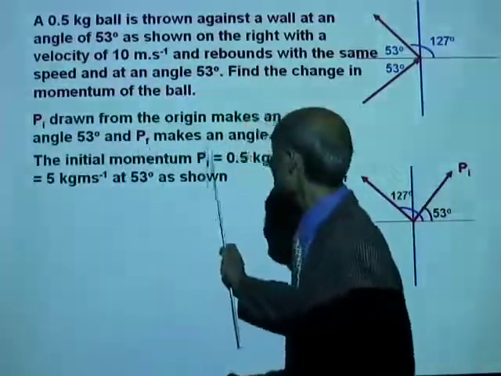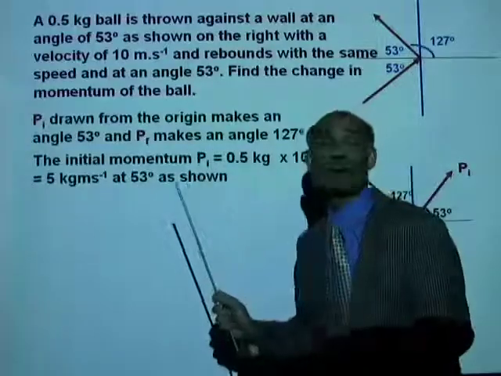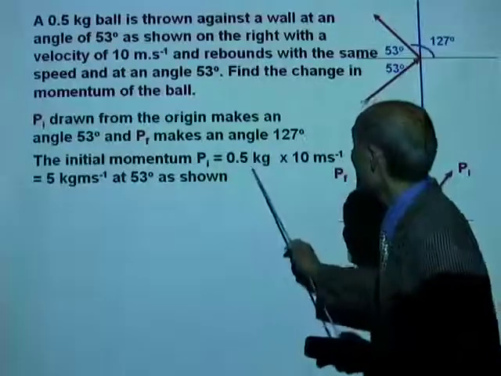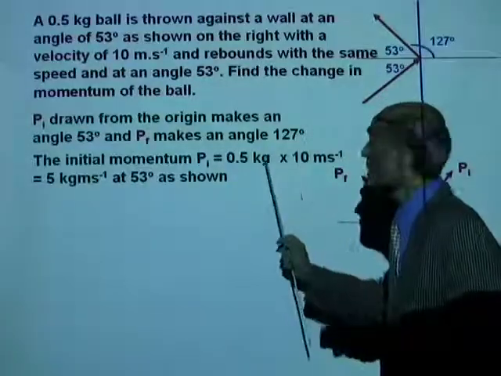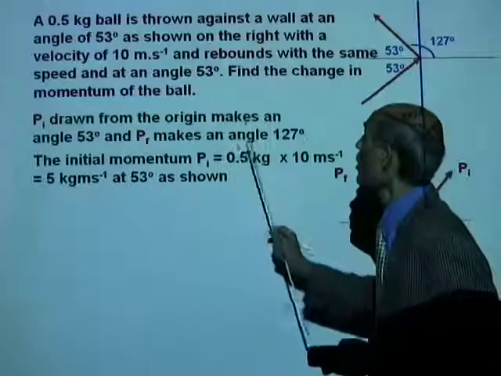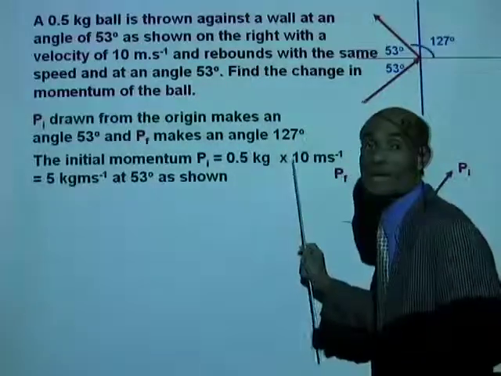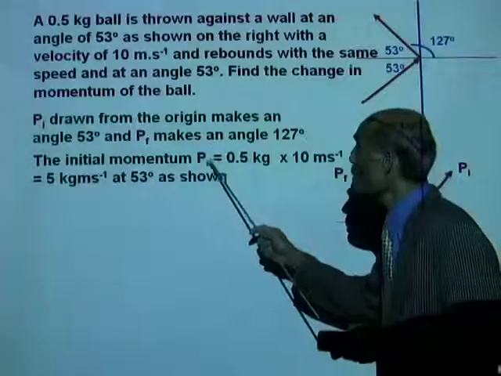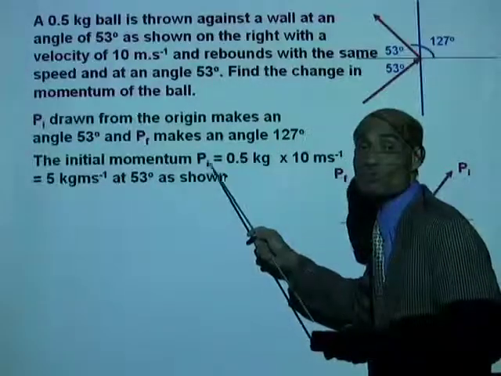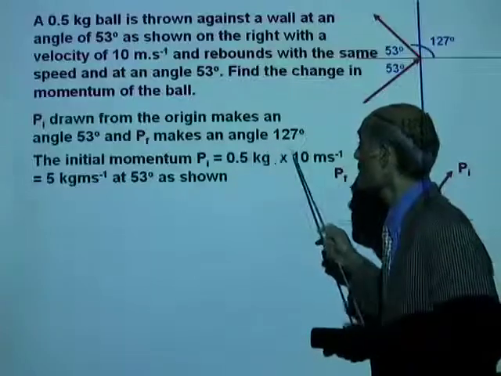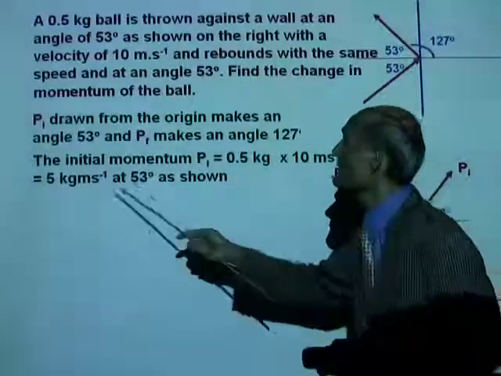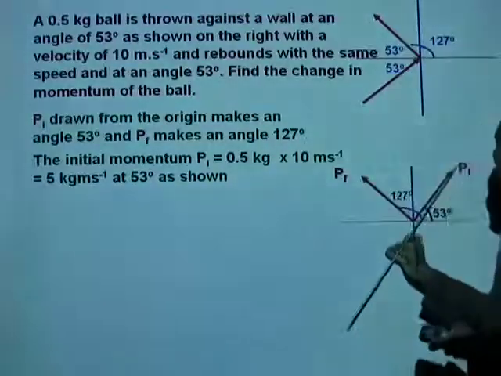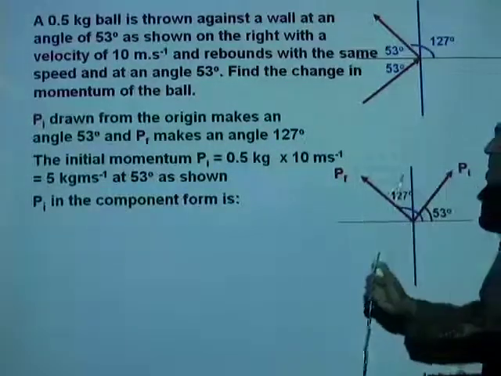Alright, let's calculate PI, the magnitude of the initial momentum. Remember, momentum is mass multiplied by velocity. The mass of the ball is 0.5 kilogram. Its initial velocity is 10 meters per second. So PI, the initial momentum, is 0.5 kilogram times 10 meters per second. That is 5 kilogram meter per second at 53 degrees.